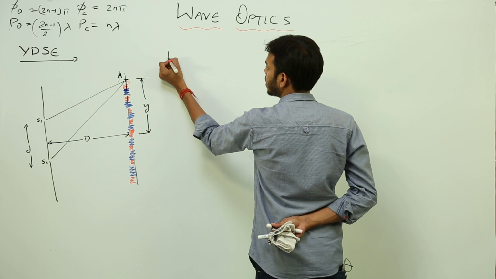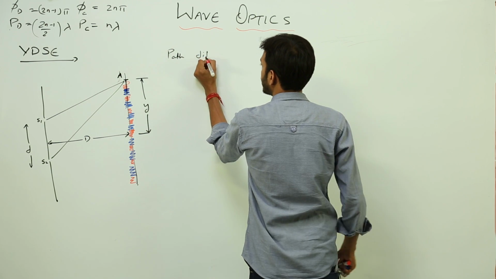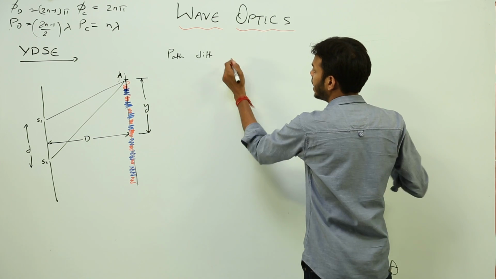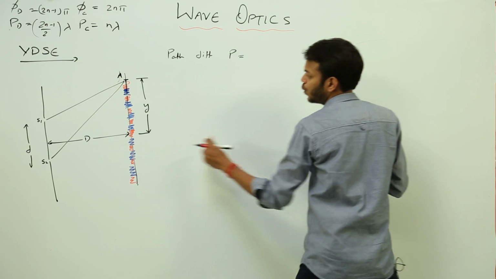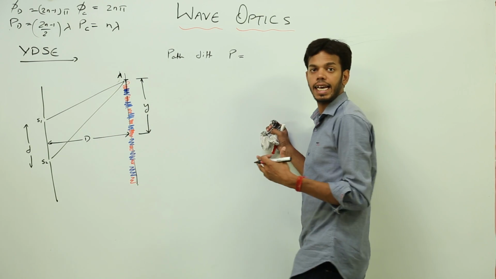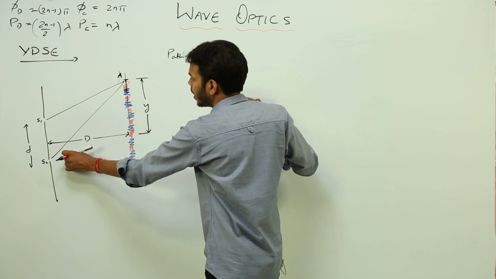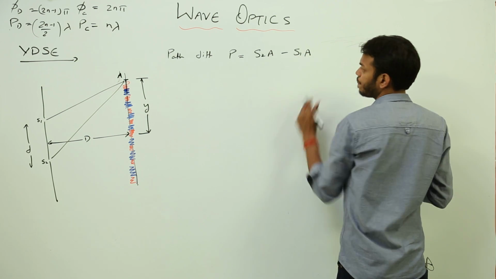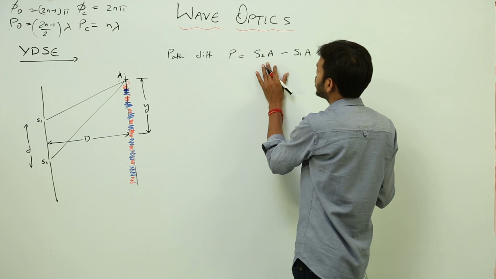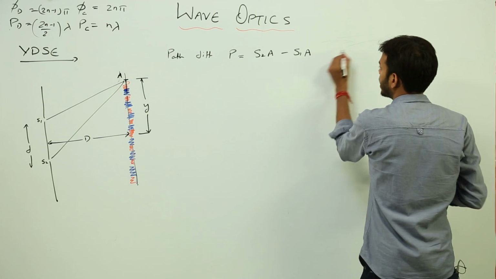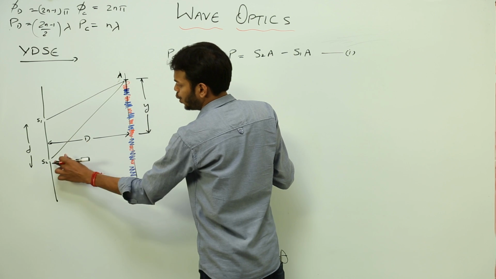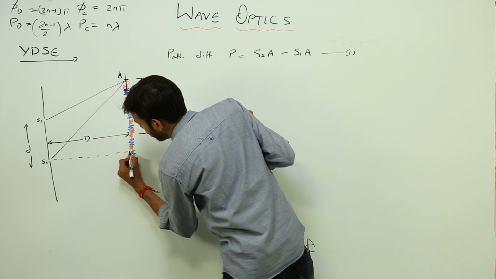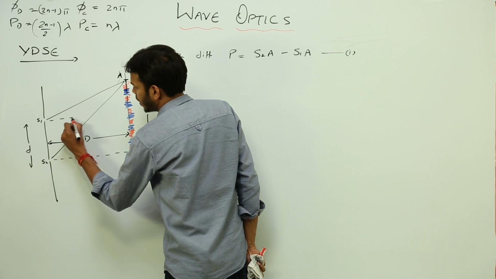We'll start with the path difference. Path difference P is equal to: which light ray has the longest path right now? This is S2A, right? So the path difference is S2A minus S1A. We are going to write the values of S2A and S1A separately, and then put them in this formula. Let us say this is equation 1. For S2A, I have to complete this right triangle so that S2A is the hypotenuse. Similarly, for S1A, I'll do the same thing.